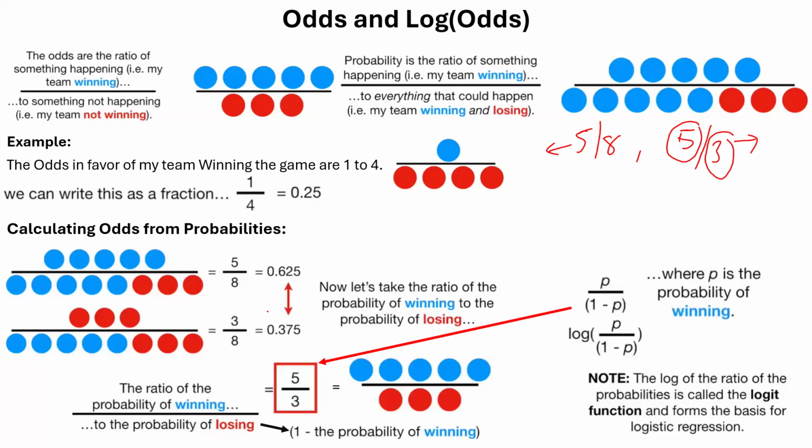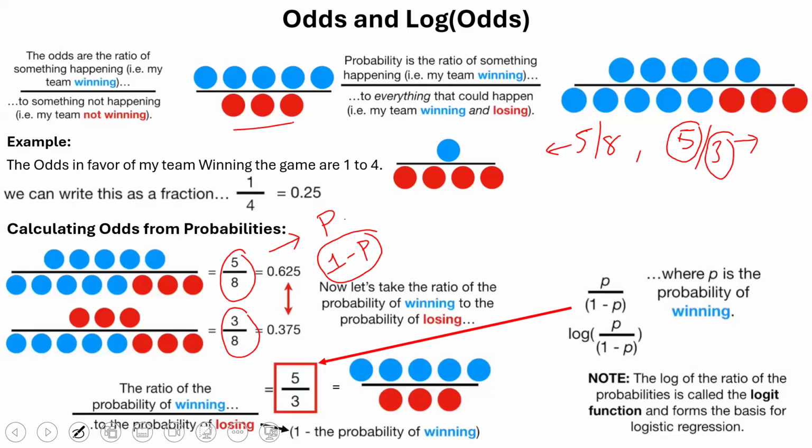If you take the probability of winning as P, the probability of losing will be 1 minus P, right? Is that correct? Yes. When the probability of winning is P, the probability of losing will be 1 minus P. And if you divide these two things, with the same 8 games, out of 8 games we won 5 games and lost 3 games, we are getting the same thing, 5 by 3.